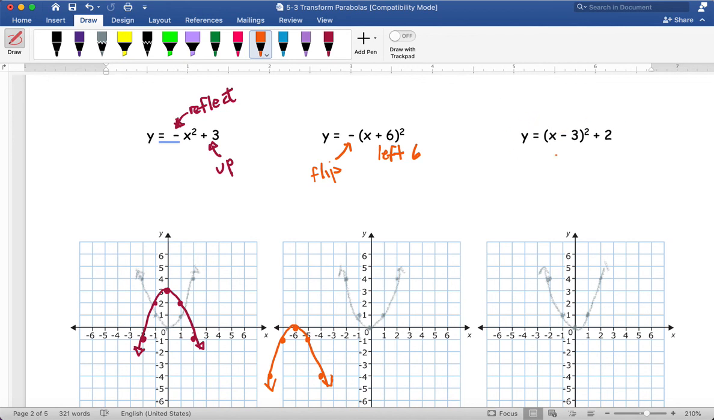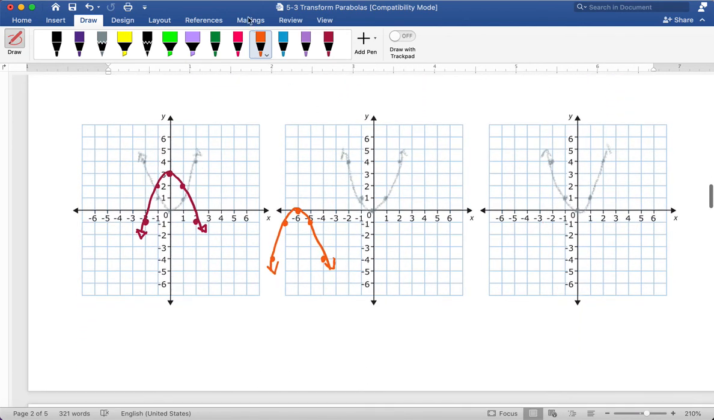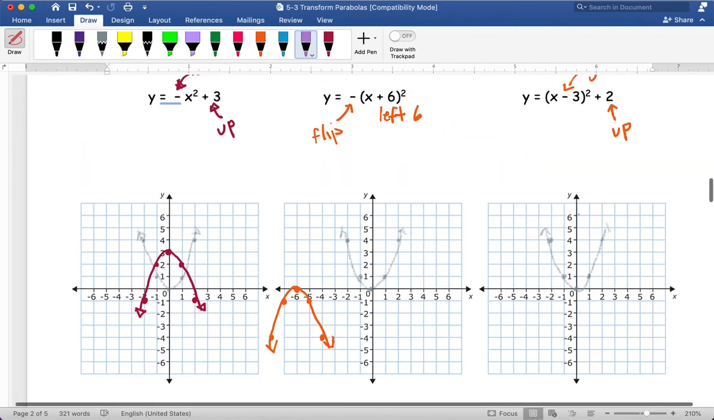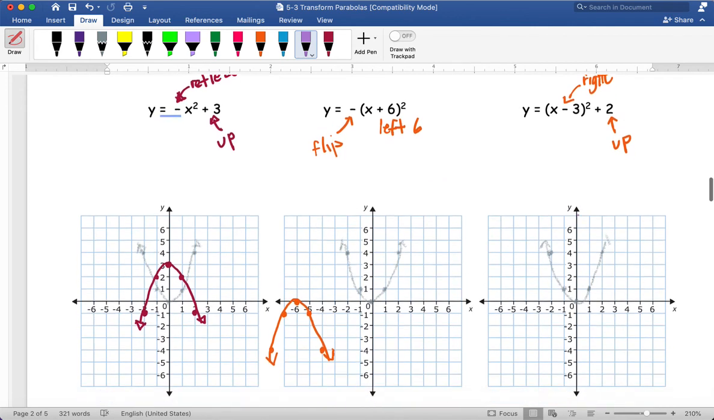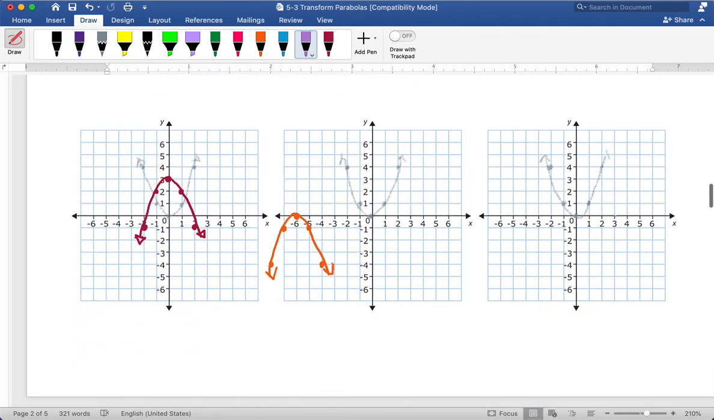This one's not getting upside down at all, right? There's no negative here. But I do have 2 shifting. This one here, you would think it means go left 3, but it doesn't. It means go to the right 3 units. This plus means go up 2 units. So I'm going to take the vertex and shift it to the right 3 units and up 2. So to the right 3 units and up 2 puts me here.